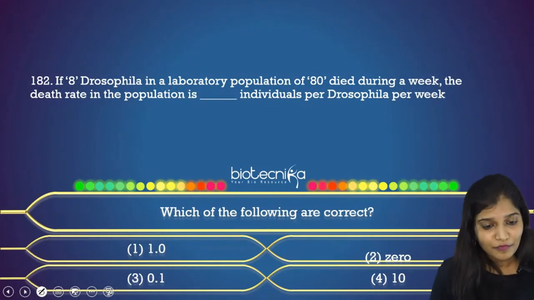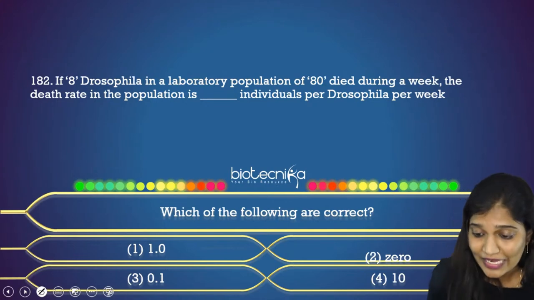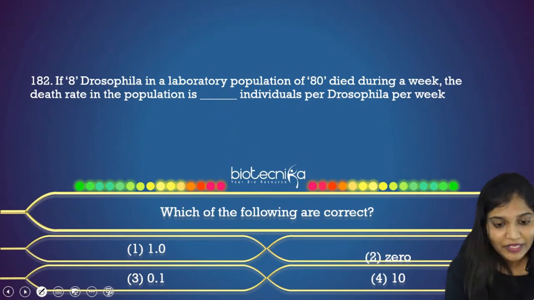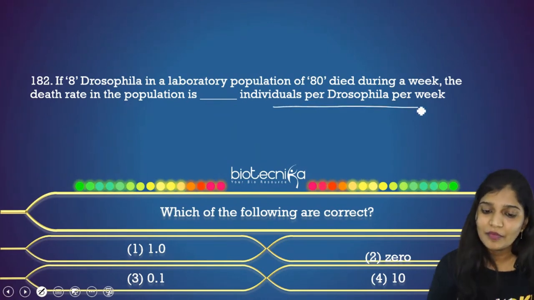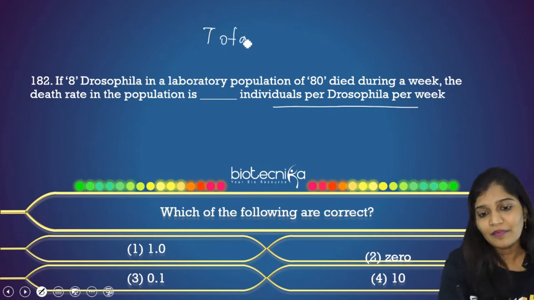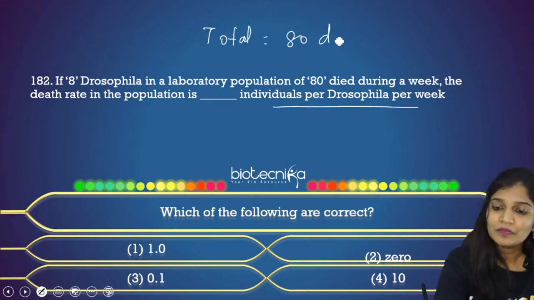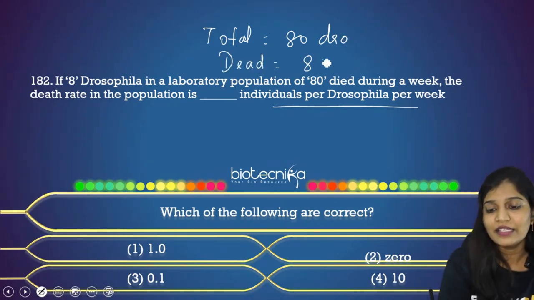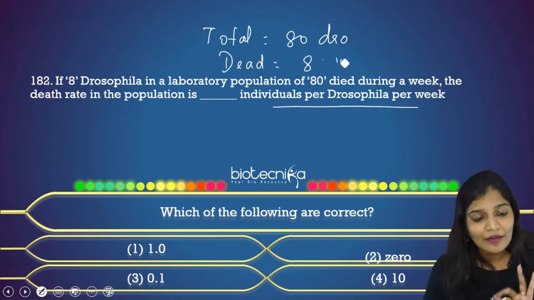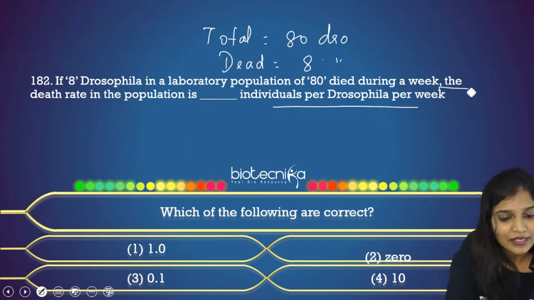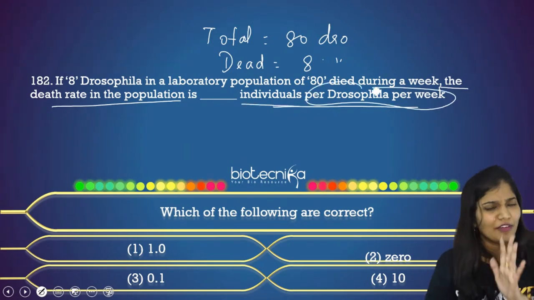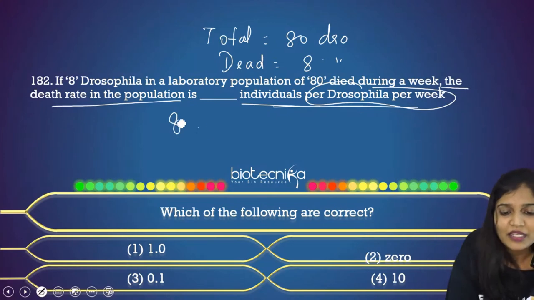In a laboratory population of 80 Drosophila, 8 died during a week. The death rate in the population is how much? Very easy. Totally, in a lab, we can say there are 80 Drosophila. Out of that, the dead ones, or we can say 8, died. 8 Drosophila died. So you have to find out what is the death rate in the population for how many individuals per week. You have to find it. Very simple.